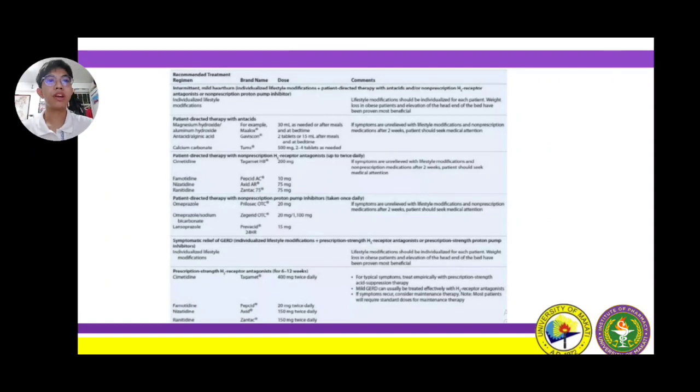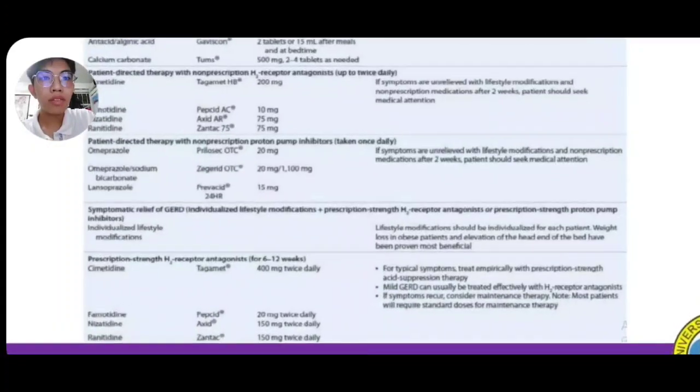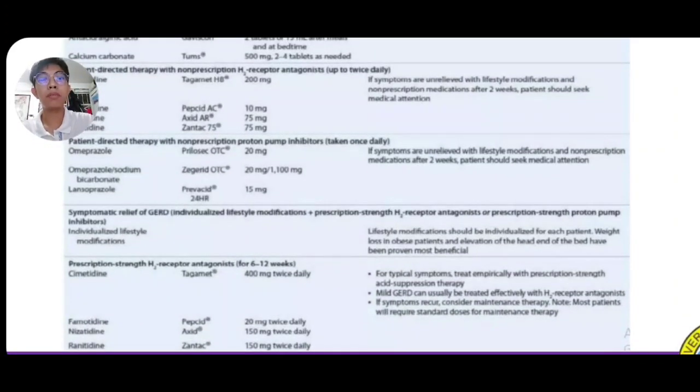It is also indicated in our tables that there are two parts to distinguish within those three drug categories, especially for H2 antagonists and proton pump inhibitors. As you can see, in the proton pump inhibitors and the H2 antagonists, we have non-prescription and prescription strength. For patients directed with non-prescription proton pump inhibitors, they are taken once daily. Then for non-prescription H2 receptor antagonists, they are taken twice daily.